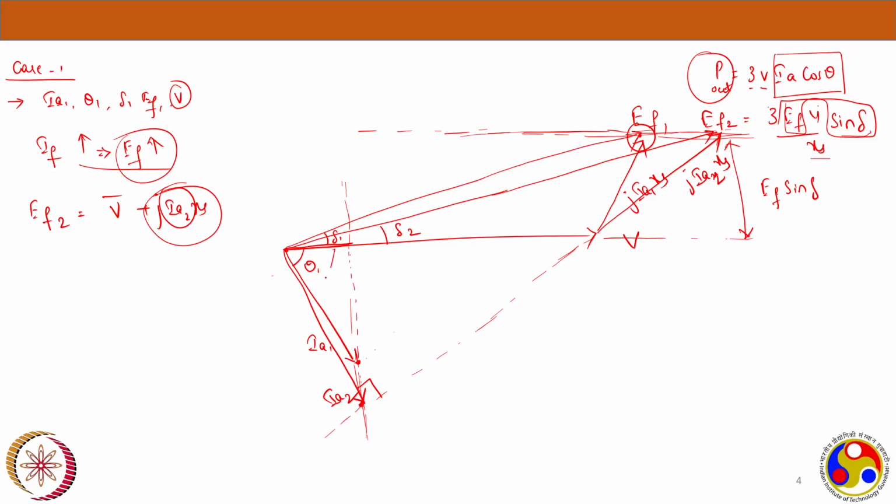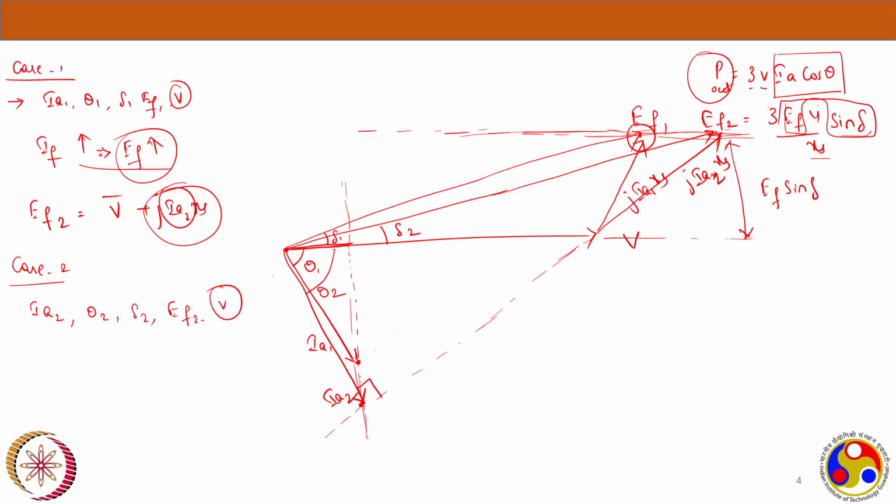Now this is my power factor angle theta 2, right? So now my new operating points, case 2: IA2, theta 2, delta 2, EF2, and V anyhow would remain constant.